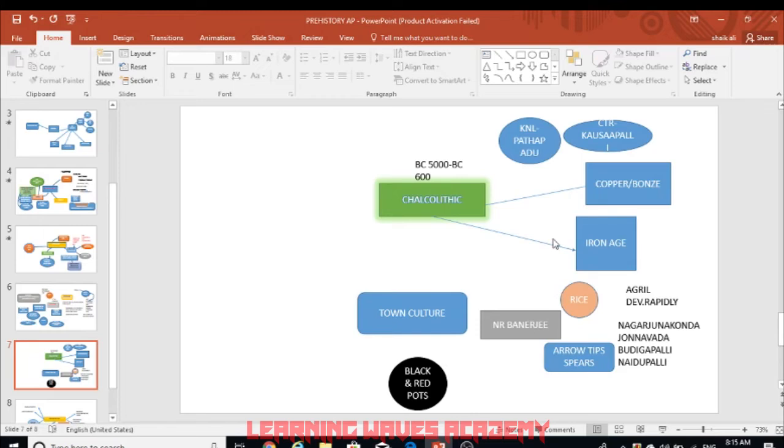First produced in this age, rice is in the Andhra region. Rice is the first produced crop. Important places were Nagarjunakonda, Jonnavada, Budigipalli, Naidupalli, etc. The weapons were arrow tips and spears. And a prominent excavator, N.R. Banerjee, has done extensive research of this age, that is, the Iron Age in the Andhra region was extensively researched by N.R. Banerjee.